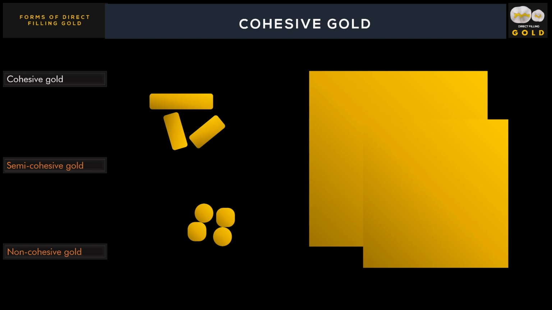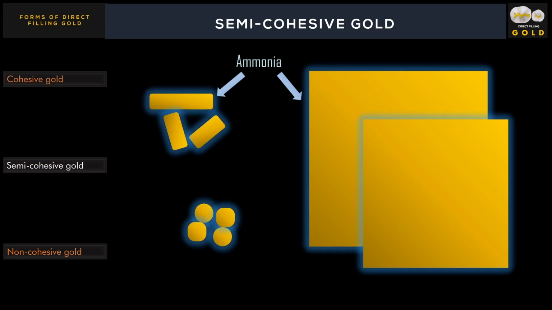So the dentist takes the gold, cuts it into pieces, and it is heated and placed in the cavity so that the gold pieces will fuse together and the restoration can be made. This is called as the cohesive gold. Cohesive gold are free of surface contaminations. Next comes the semi-cohesive gold. In the semi-cohesive gold, the surface of the gold is treated with an easily volatile gas like ammonia. So this ammonia gas will prevent any other contaminants from getting adsorbed to the surface of the gold.